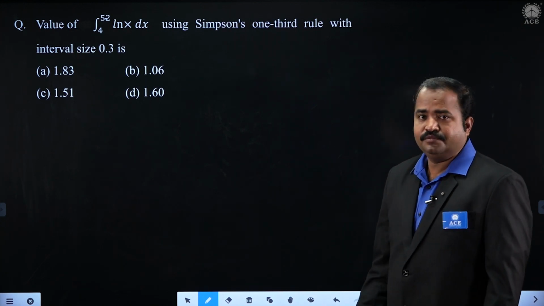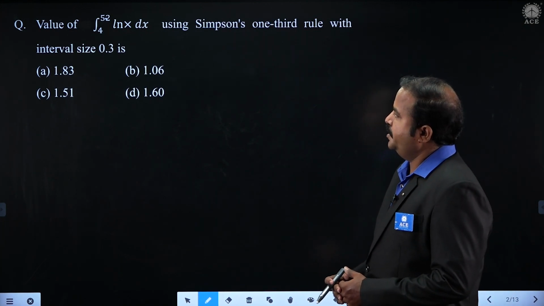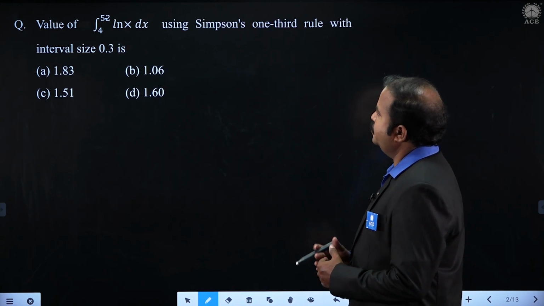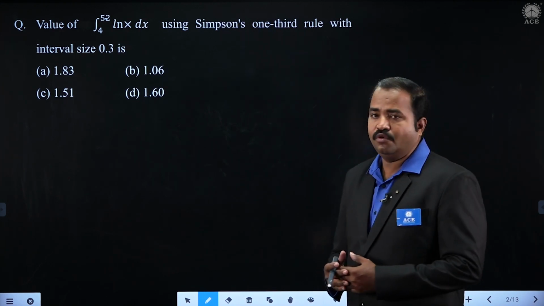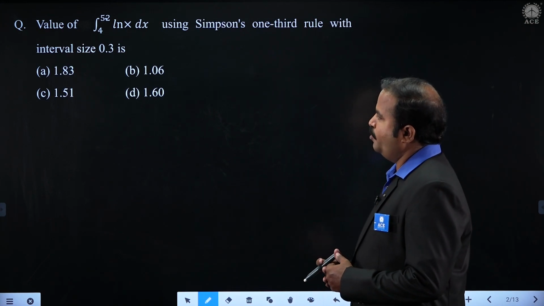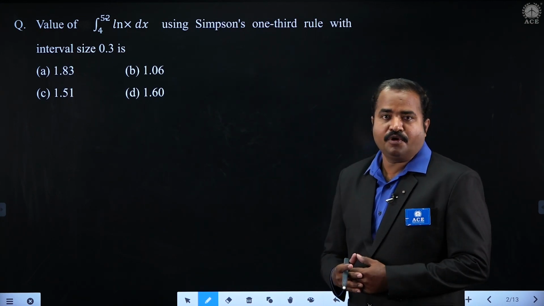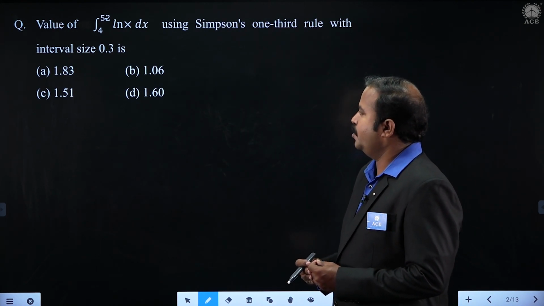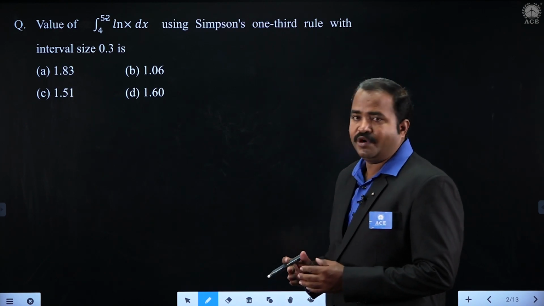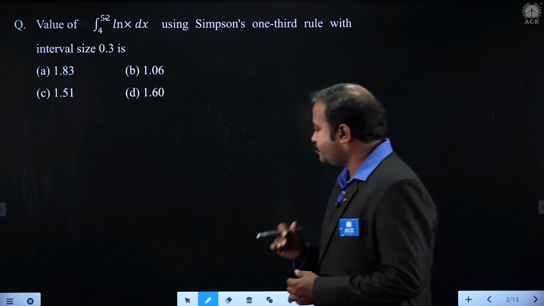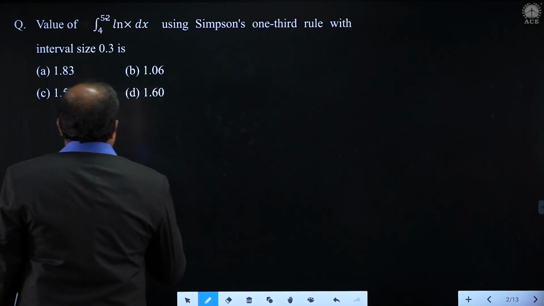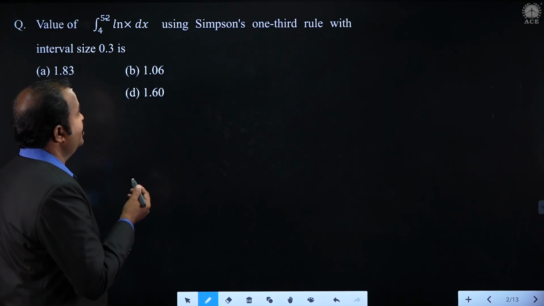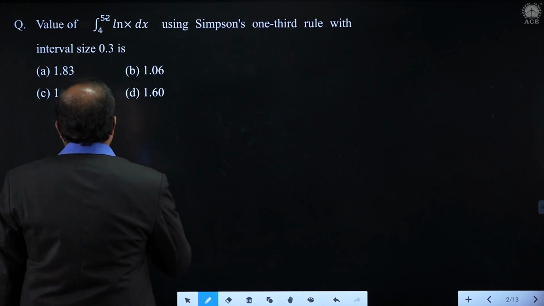Look at the question. The value of the integral from 4 to 5.2 of log x dx using Simpson's one-third rule with interval size 0.3 is: option A 1.83, option B 1.06, option C 1.51, option D 1.60. So, the solution: this is from numerical methods, the concept is numerical integration.